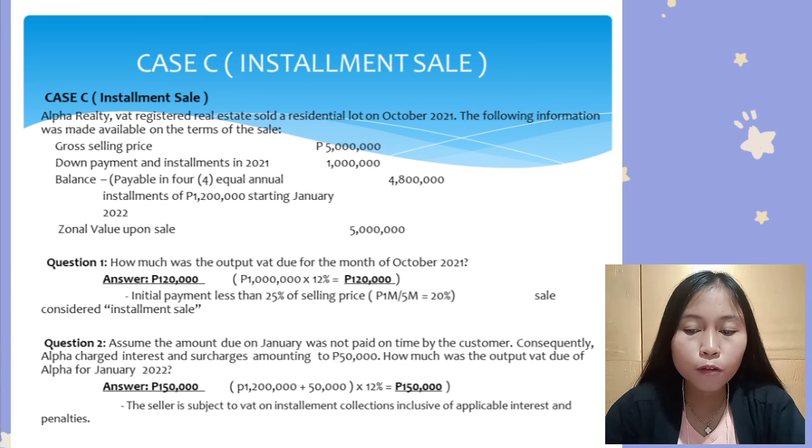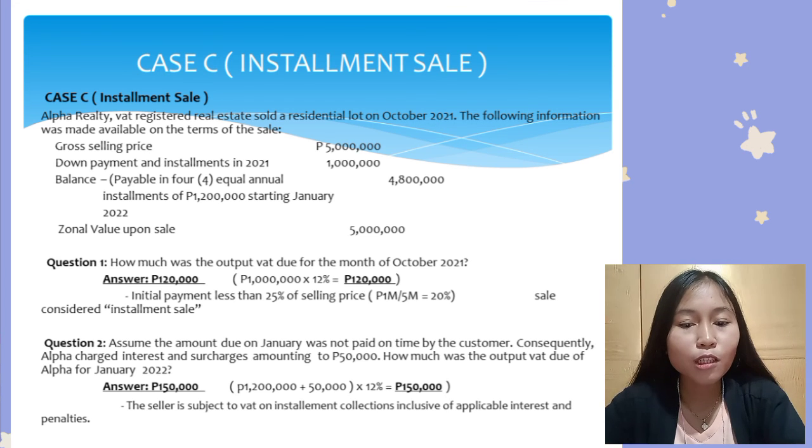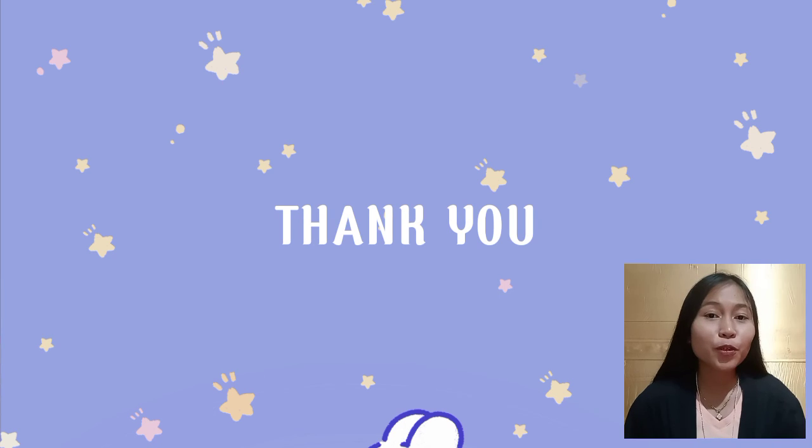To get the output value for Alpha for January 2022, the 1,200,000 pesos is the equal annual installment. Then it adds the 50,000 pesos of charges, interest, and surcharges, and then times 12% equals 150,000 pesos. So that is how they get the 150,000 pesos. The seller is subject to VAT on installment collections, exclusive of applicable interest and penalties. So those are the example illustrations on the three topics, which are the cash sale, deferred sale, and lastly the installment sale. So that's all for today, and thank you.